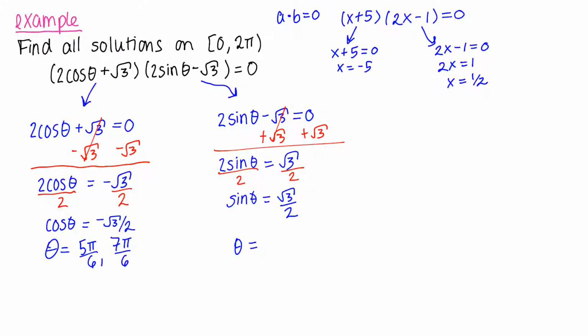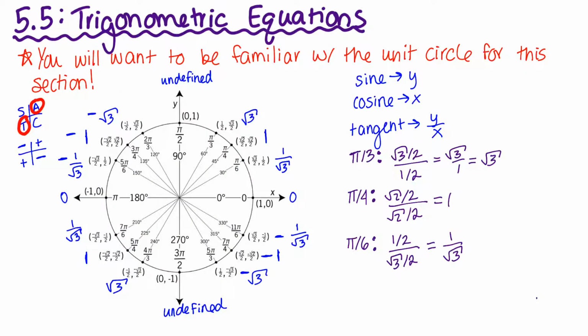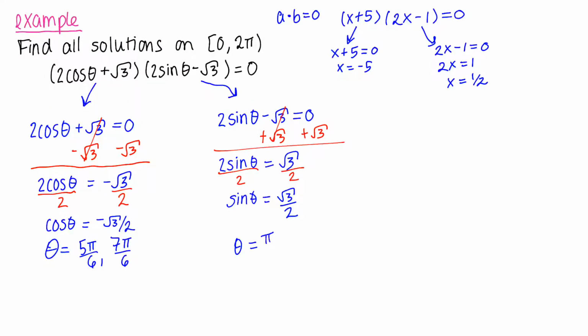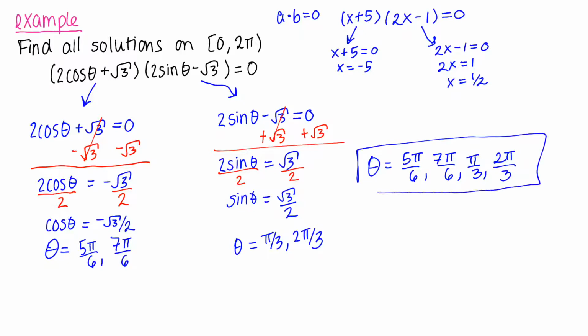The next equation is asking where sine theta is equal to positive root 3 over 2. So sine theta is the y coordinate. It's going to be positive root 3 over 2 here and here. So that's pi over 3 and 2 pi over 3. And then you give all your answers as 1. So you don't need to necessarily put them in order. I'm just going to write 5 pi over 6, 7 pi over 6, pi over 3, and 2 pi over 3. And those are my answers to this equation.